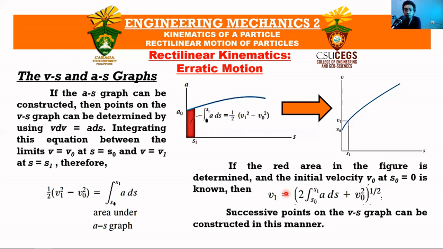So the same thing, if VS is given, you can construct the AS graph using the kinematic equation A ds is equal to V dV, and what you will apply is the derivative. And on the other hand, if the AS graph is given, you can construct the VS graph using the same kinematic equation but by applying integration. So that is the difference between the graphs that were discussed earlier.